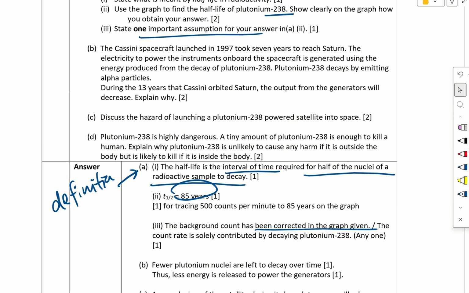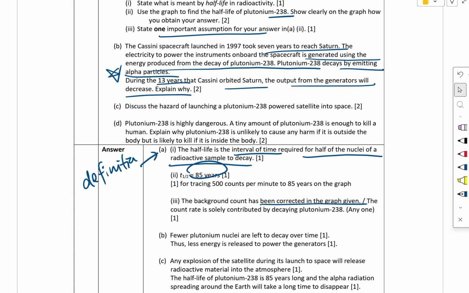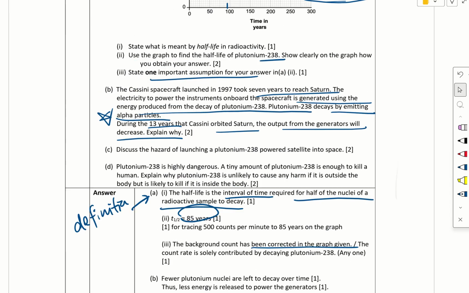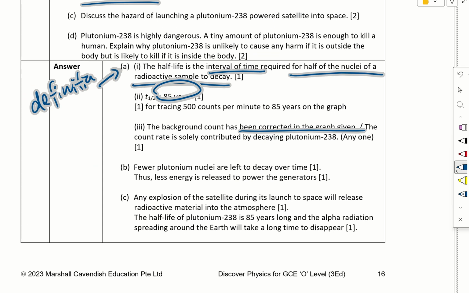Okay, then look at part B. The Cassini spacecraft launched in 1997 took 7 years to reach Saturn. The electricity to power is generated using the energy produced from the decay. It decays by emitting alpha. This is important. During the 13 years that Cassini orbited Saturn, output from the generators will decrease. Explain why. Okay, so it's in 1997. Okay, the half-life is 85. So because as the time goes by, fewer plutonium nuclei are left to decay over time.